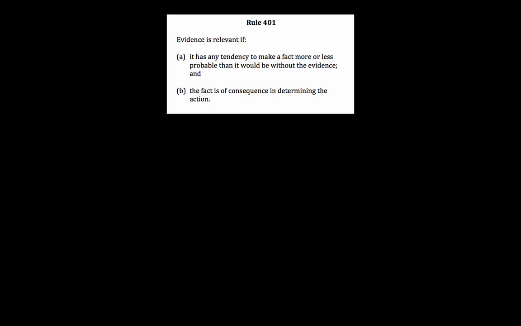So we now understand that evidence must be relevant to be admissible. But how do we know whether a piece of evidence is relevant? Well, fortunately for us, the Federal Rules of Evidence define relevance, and they define relevance in Rule 401. Evidence is relevant if A, it has any tendency to make a fact more or less probable than it would be without the evidence, and B, the fact is of consequence in determining the action.